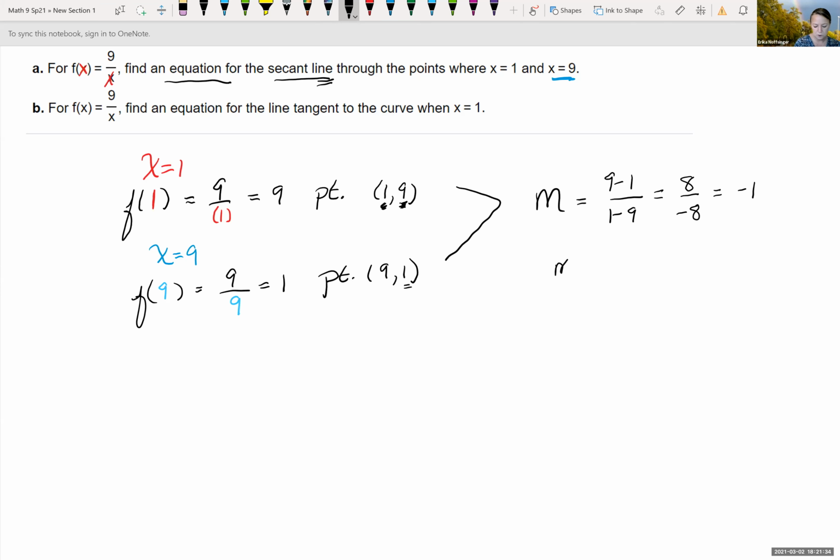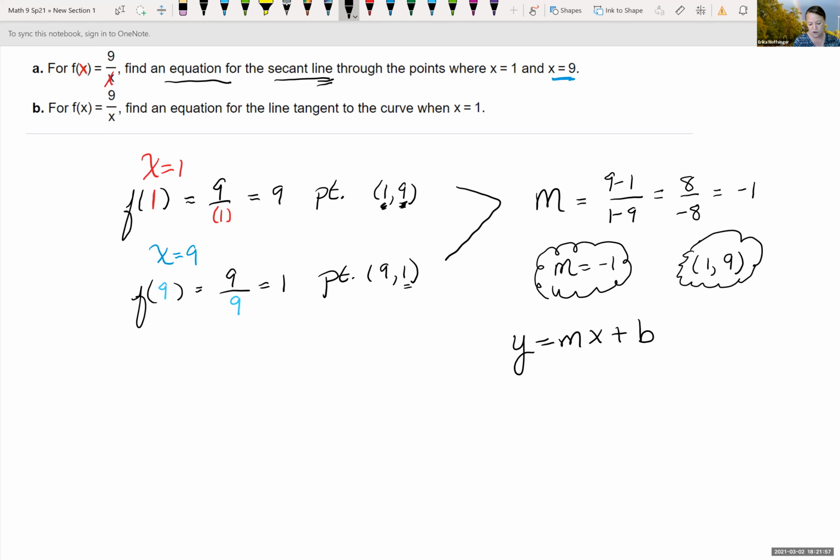So we know our slope is negative 1, and we want to choose one of those points. It doesn't matter which one. It doesn't look like one is easier than the other, so maybe just choose the first one that I have up there, 1, 9. And now we want to find that equation of the line. So I've been doing it in this class where we've been plugging in our value for our point, our slope, into our slope intercept form, and then figuring out what b is. Once we know what b is and the slope is, we have the equation of the line.